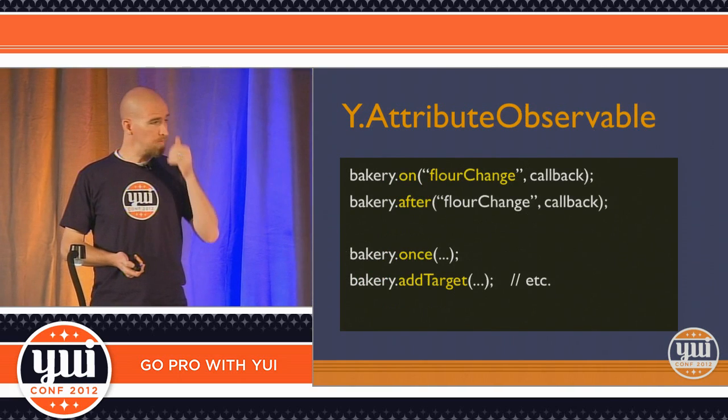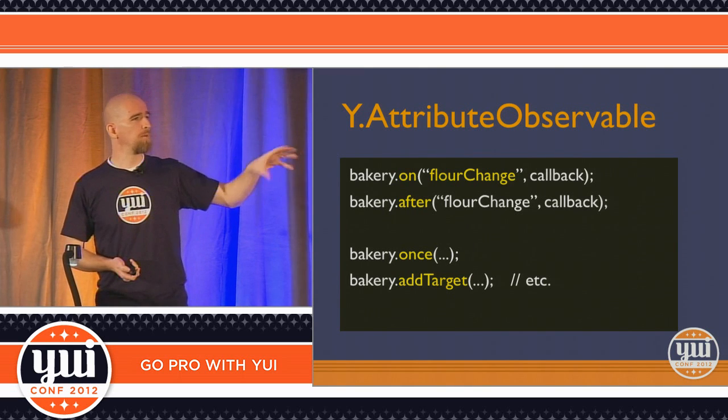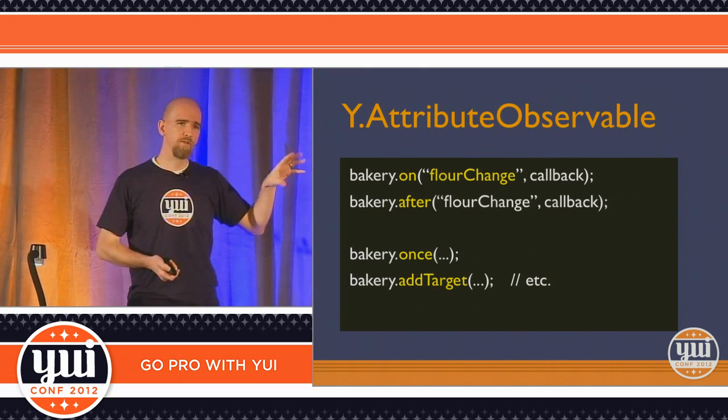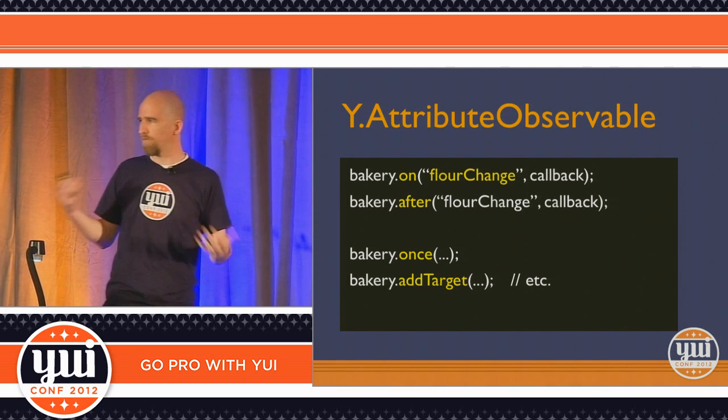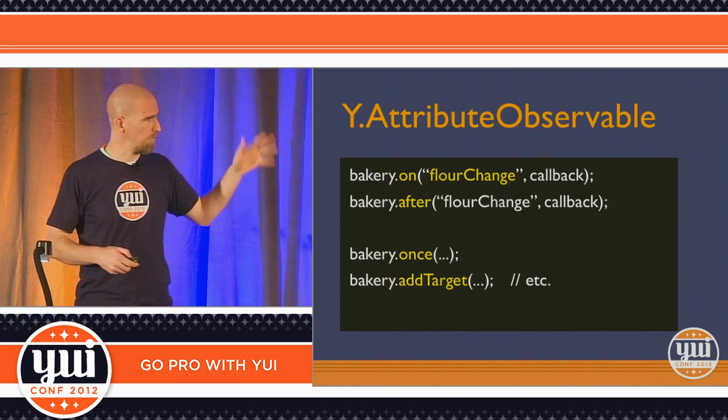So attribute observable, the primary thing that it brings in is the automatic publishing and generation of those change events, and then it's going to bring in the event target API as well. So you have on, after, once, addTarget for bubbling, and so on.